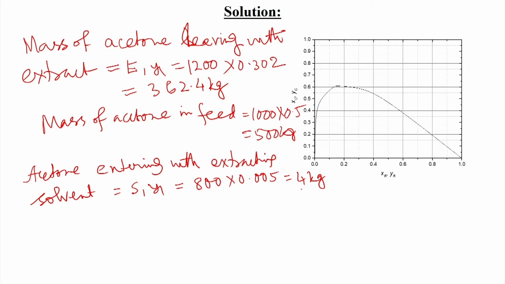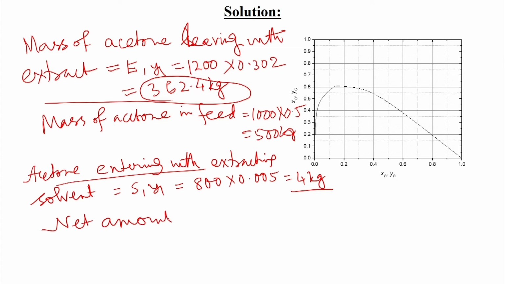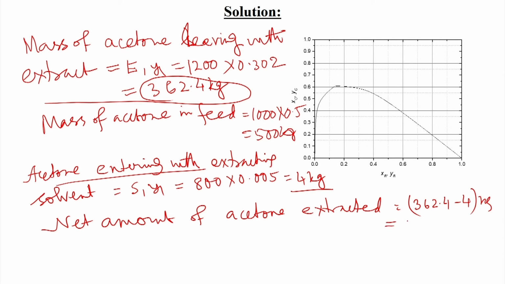So, in total maybe 504 kg of acetone was there in the system. Whatever the total extract is, 362.4 kg, out of that 4 kg is contributing from the extracting solvent itself. So, the net amount of acetone extracted is equal to 362.4 minus 4 kg, that is 358.4 kg. Okay.